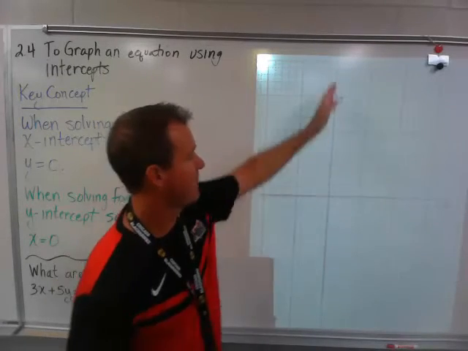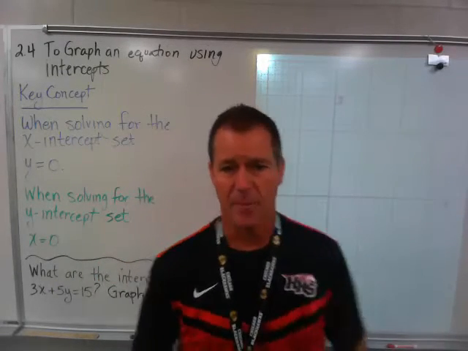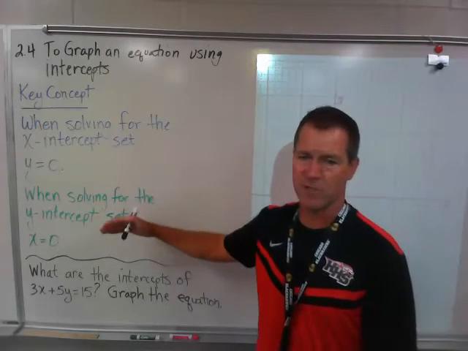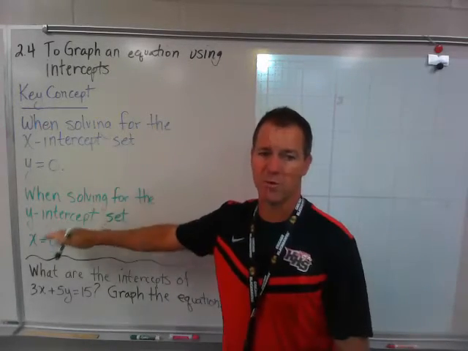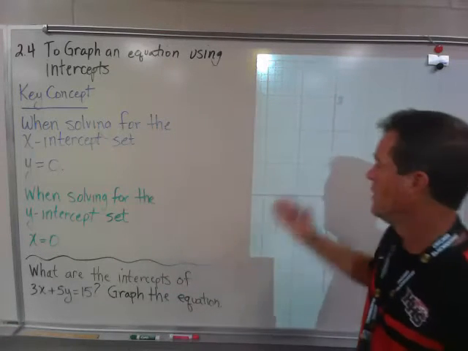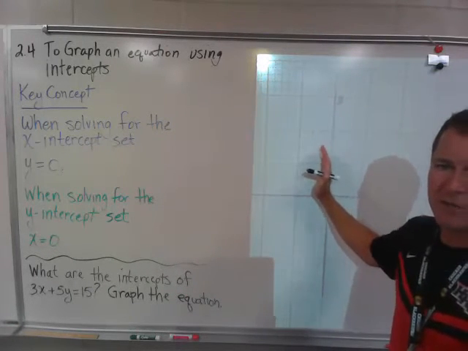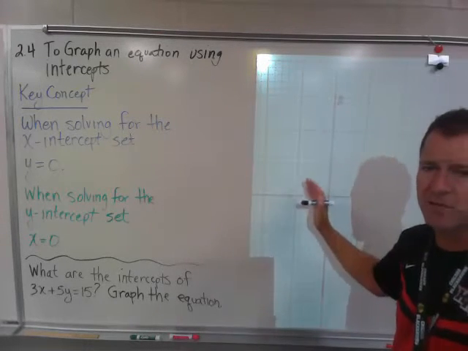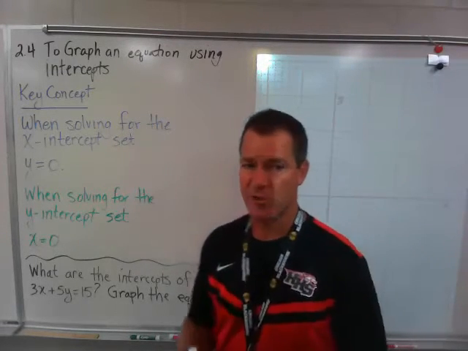If we're looking for the y-intercept, kind of the same concept, we're going to set the opposite variable equal to 0. So if we're looking for the y-intercept, we're going to set x equal to 0. Why do we do it? Because we're not going left or right to get onto the y-axis where we would have our y-intercept. So pretty straightforward, pretty simple.